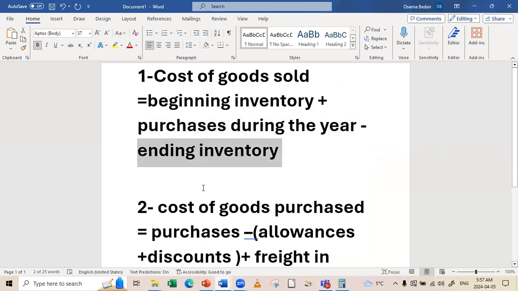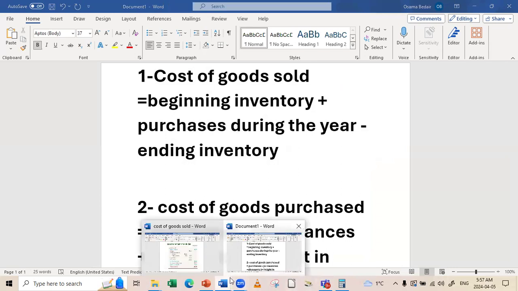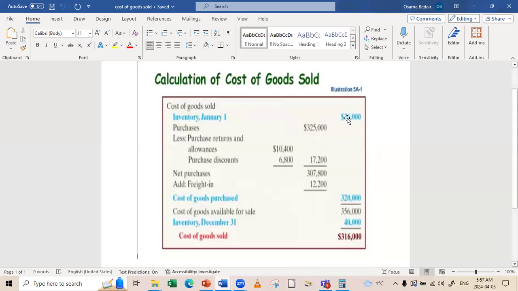This is the first equation, as we see right now in front of us. Here is the beginning inventory, 36,000, plus 320,000, which is the purchases during the year, minus the ending inventory, which is 40,000. That will give me 316,000 cost of goods sold at the end of the year. So this is the first point.